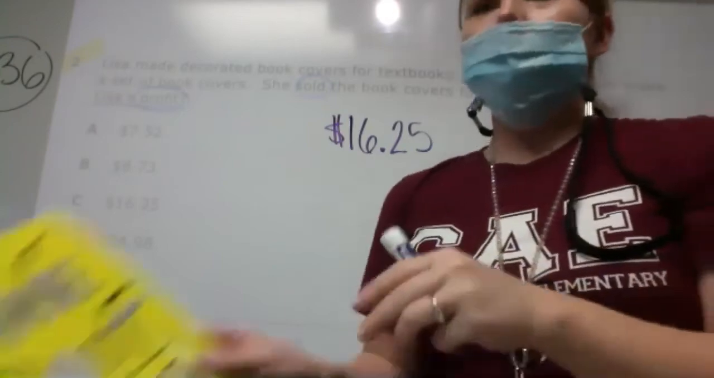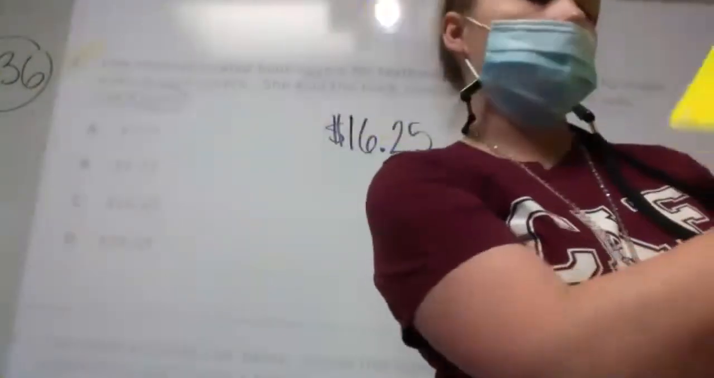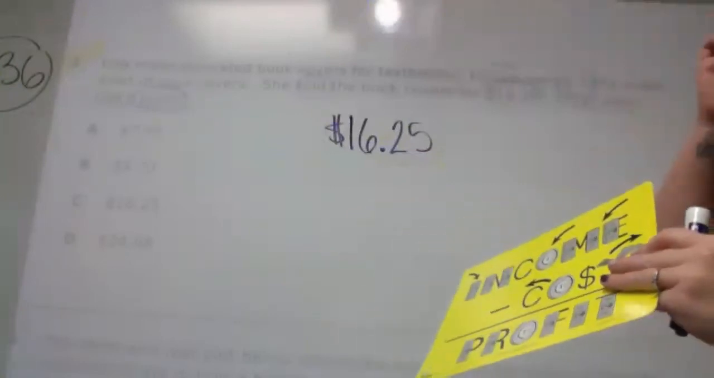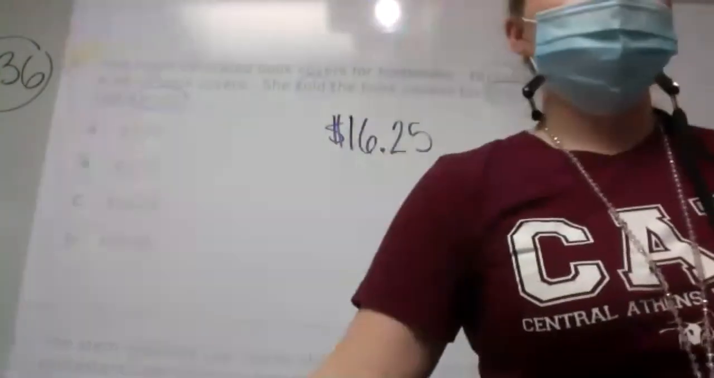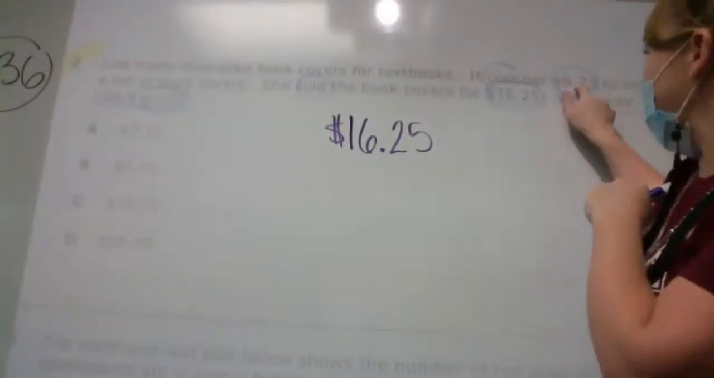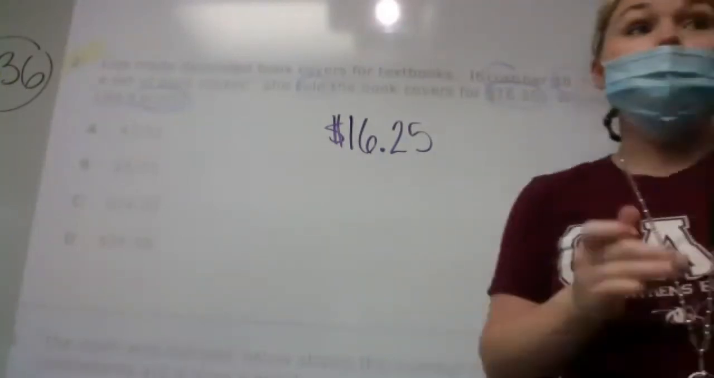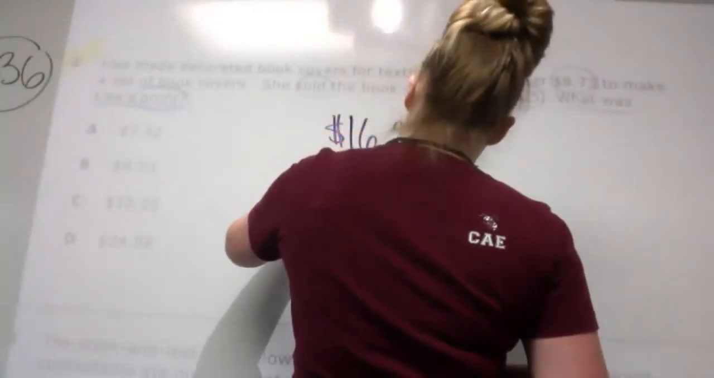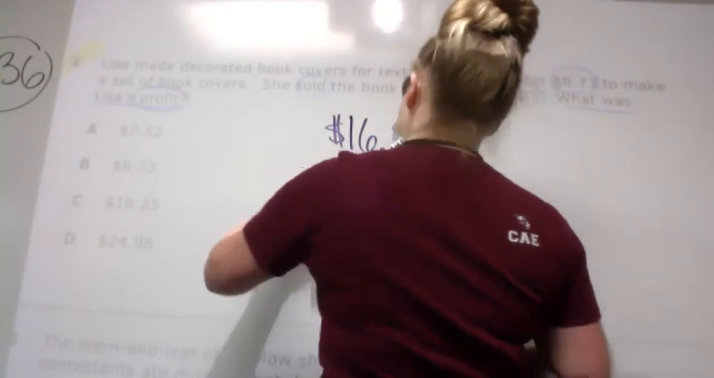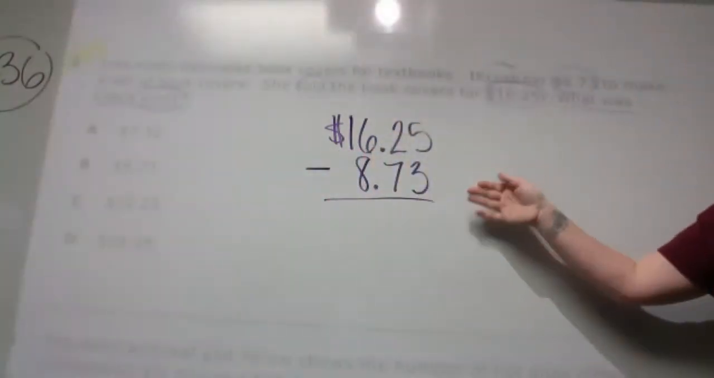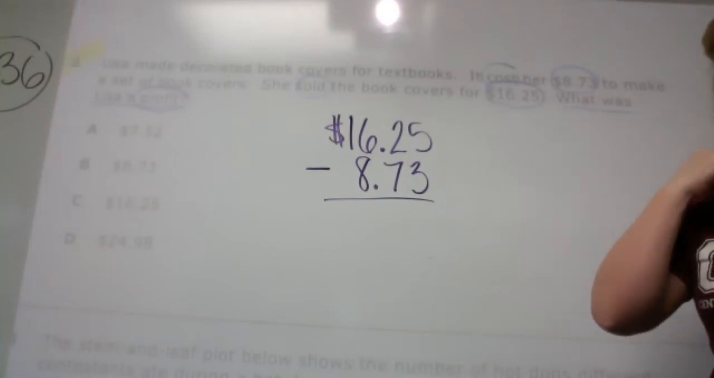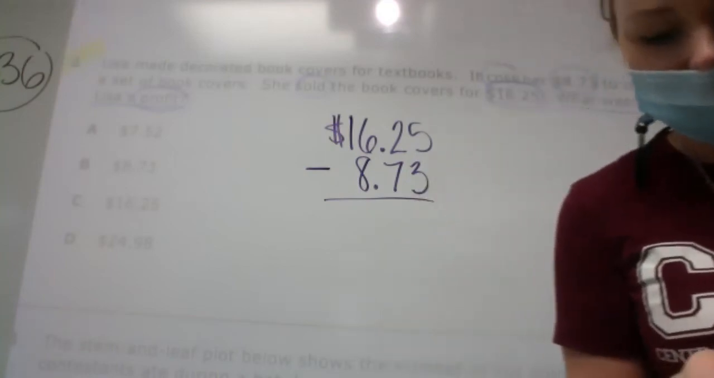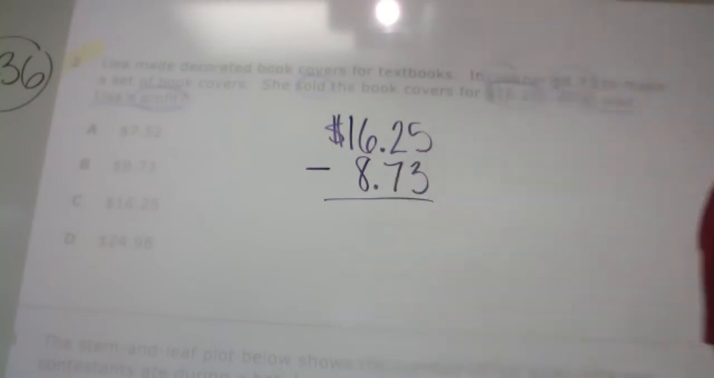And then I need to subtract my expenses or my cost. What were her expenses? How much did it cost her to make them? $8.73. Yeah, it tells you right there. So I need to subtract that, and once I subtract those, I'll get my profit. So try to subtract those. And at home, try to subtract it, and then we'll check it. And I'll give a dojo point if you get it right.